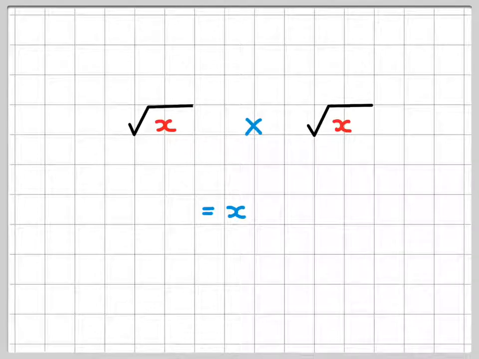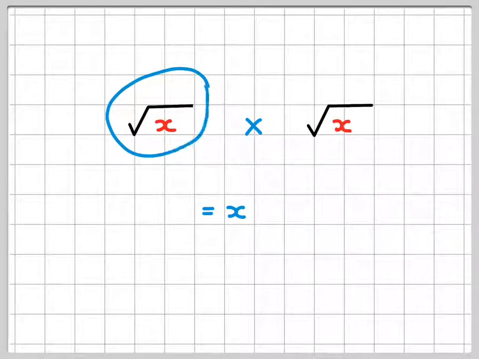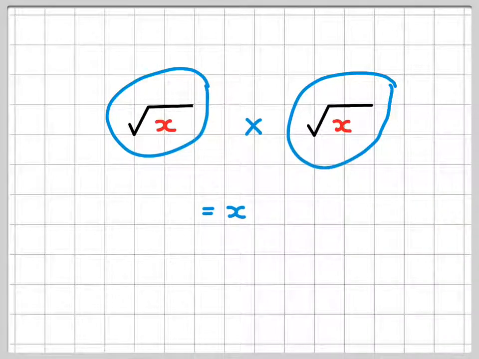Right, now this is a rule that you need to remember for surds. It'll simplify your life drastically if you can put it into your memory bank. When you have a square root and you multiply it by itself, the answer will always be the number inside the square root box. Okay?